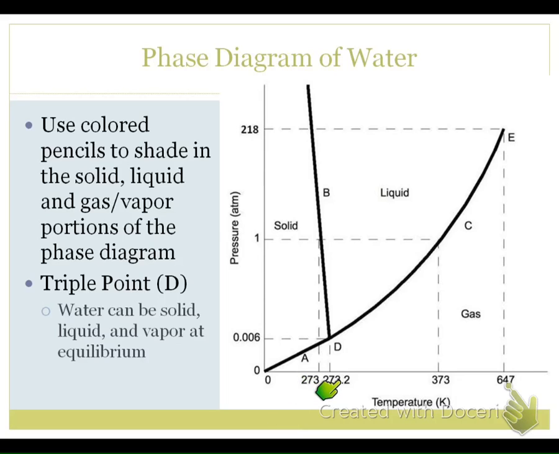This one right here is 273.2 and 0.006. So you see where those two dotted lines come together and meet at point D? You need to have this one too. The first dotted line that goes up to this point is 273 Kelvin, so you need to have that down on the bottom of your table. This one's 373 and this one's 647.